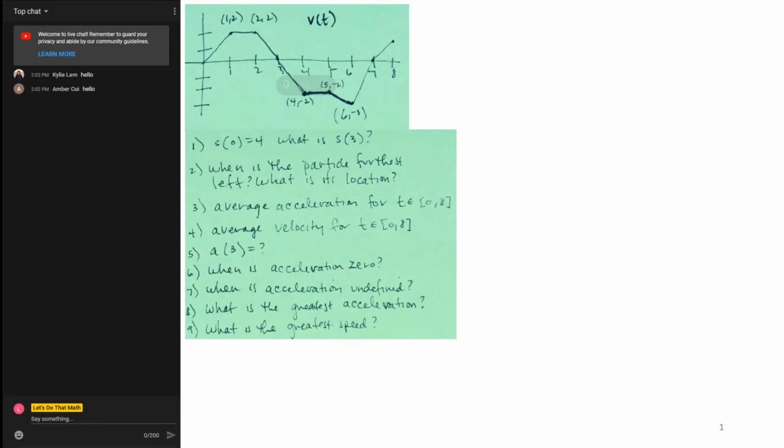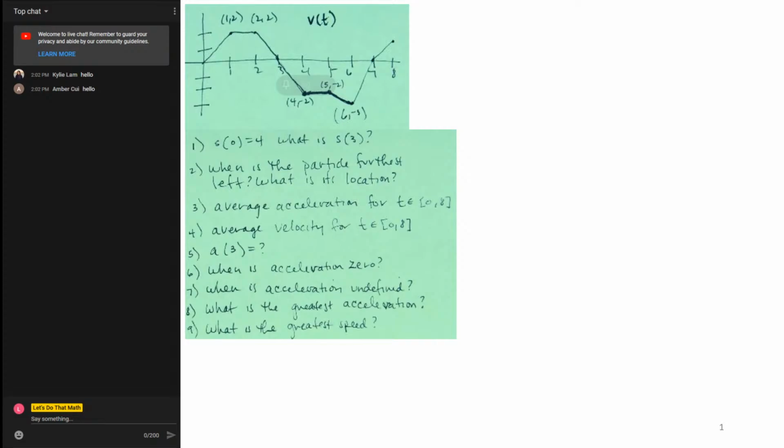Alright, so I guess I'll just do this question. I'm assuming this is from your class. So we're given a graph of velocity and we're asked to answer these 9 questions. Just looking at the graph real quick, it looks like the velocity function is made up of a bunch of lines, which is nice, because lines are pretty simple.